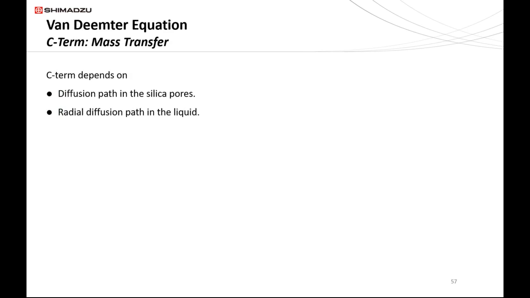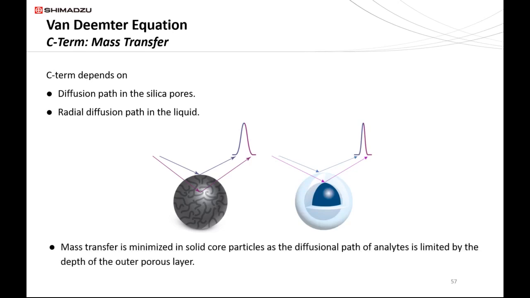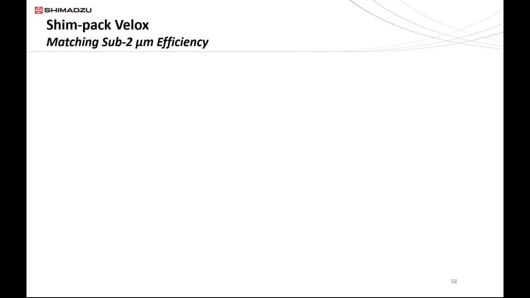Lastly, we have the C term, which describes the diffusion of analytes between mobile phase and the silica pore. In fully porous silica particles, analytes can reach a greater depth into the particles, causing a higher mass transfer term. In contrast, in a core shell particle, the center core is non-porous. So the mass transfer is limited by the depth of the outer porous layer, leading to a lower C term for a core shell particle. All of this together allows core shell columns to achieve a higher efficiency.